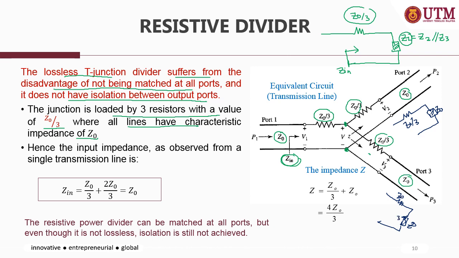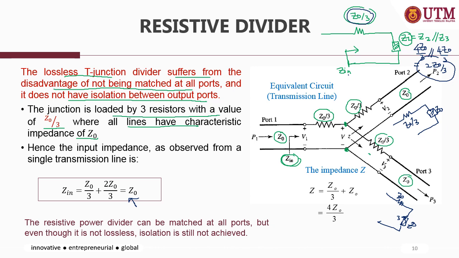So at this point, you can say it is 4Z0 over 3 in parallel, which is equal to 2Z0 over 3. So that's why the Z in here is equal to Z0 over 3 plus 2Z0 over 3, which is equal to Z0. So the system is matched.